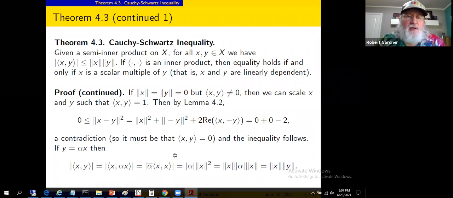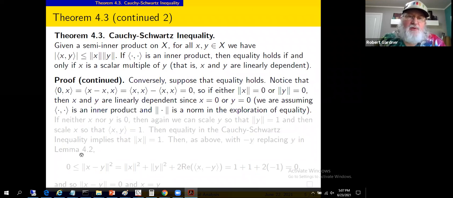So we need to reverse that and assume we have equality and show that implies the scalar multiple situation. So suppose equality holds. That is, we've got vectors x and y such that the modulus of the inner product equals the product of the moduli.